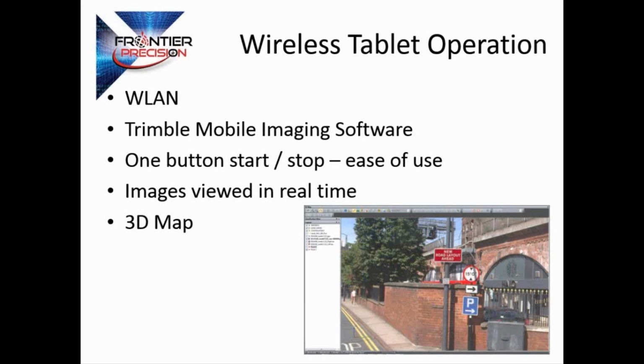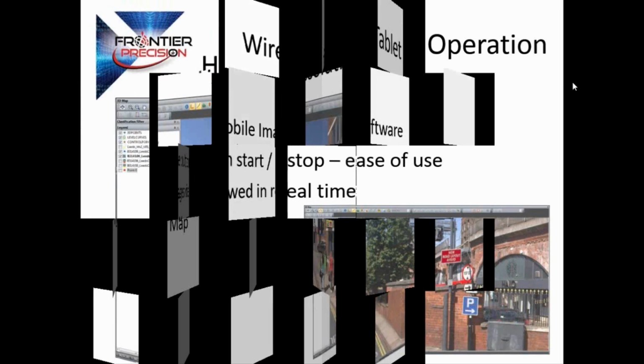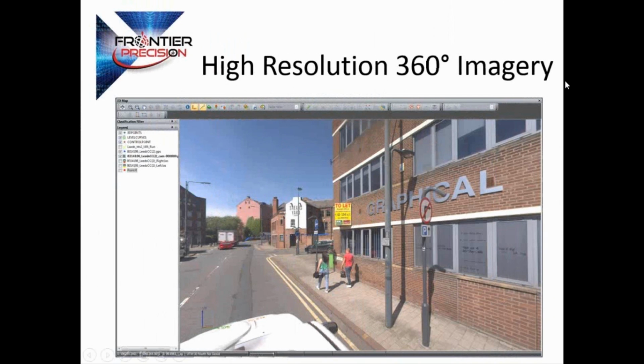And then you also get a 3D map of everything that was collected. This is just a sample of what some of the high-resolution 360-degree imagery is. It's a Ladybug 5 camera, so you will have full spherical view straight up and to all the different sides.